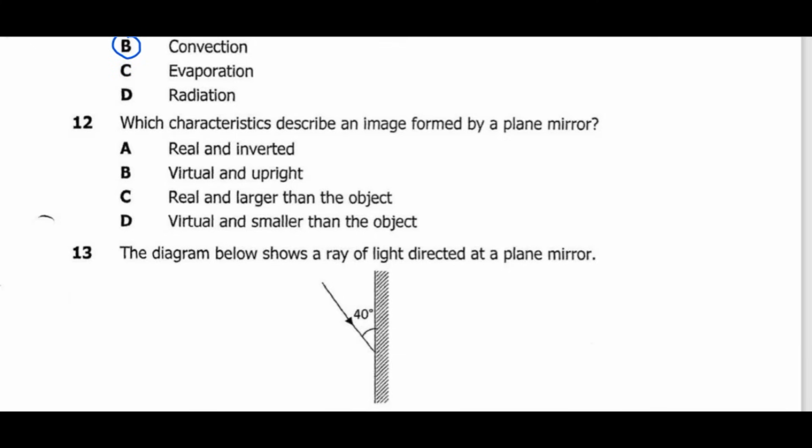Then we have question 12. Which characteristics describe an image formed by a plane mirror? So we know that a plane mirror produces an image that is virtual. Now let's look at the first one, real and inverted. No. Virtual and upright, this is correct. It's virtual and also upright. Then in terms of the size, the image produced by a plane mirror is the same size as the object. So that is what we are supposed to know. Now we move on to question 13.